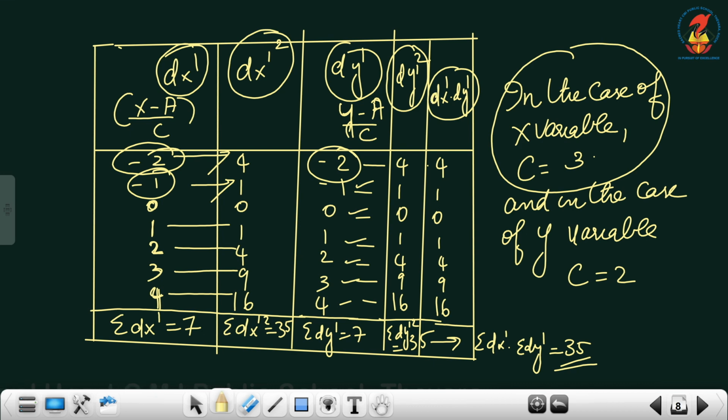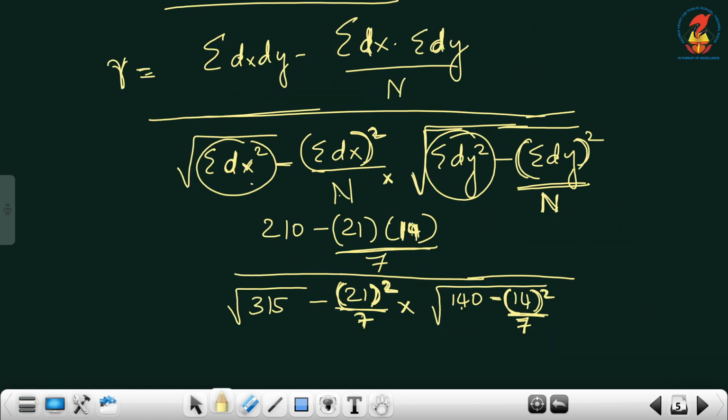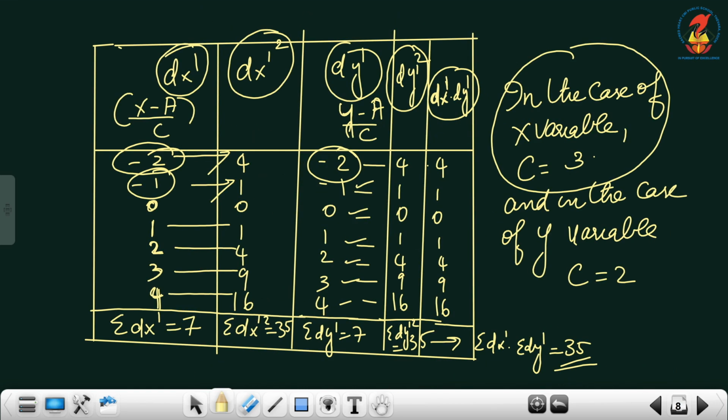Then you need the product of dx dash and dy dash. That means from the table you need to multiply dx dash and dy dash. You know dx dash is x minus a by c. You have to multiply. So minus 2 into minus 2, 4, minus 1 into minus 1, 1, 0 into 0, 0. So 1, 4, 9 and 16 are the rest of the values. After that you have to find out the total of each column, for applying it in the formula.